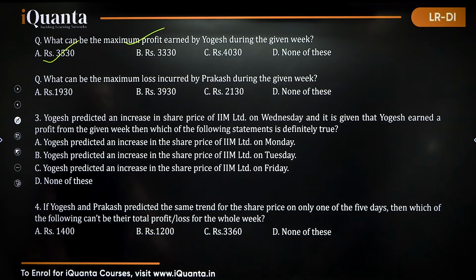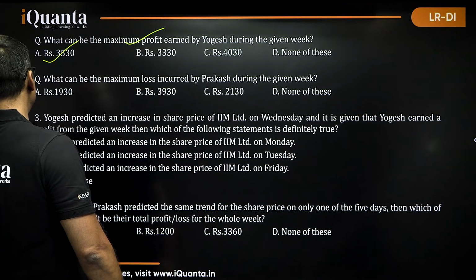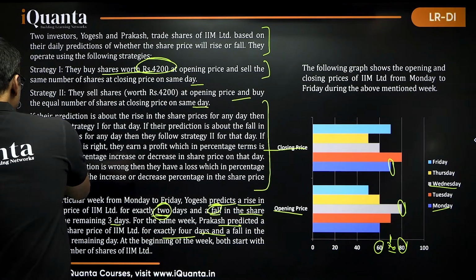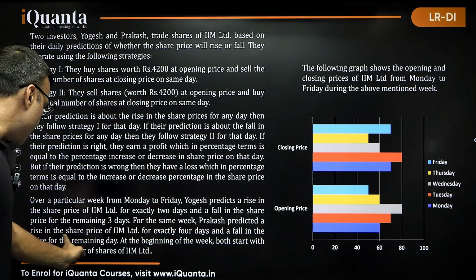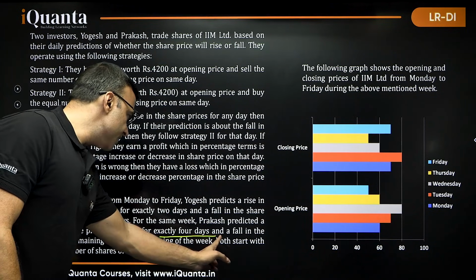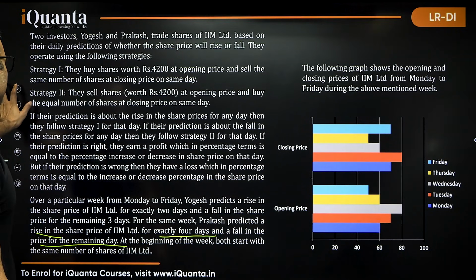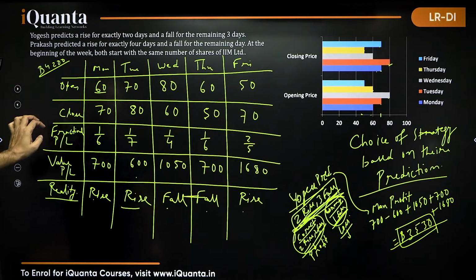Right? Now the second question, it says what can be the maximum loss incurred by Prakash during the given week? We'll follow the same logic whatever we did. For maximum loss, his prediction should be wrong. Now, what is the prediction of Prakash that we have here? Prakash has predicted rise for 4 days and fall for 1 day, right? Rise 4 and fall 1. We want his prediction to be wrong because we want maximum loss.